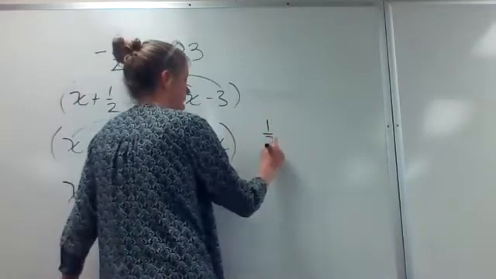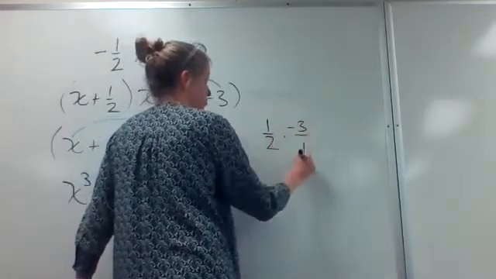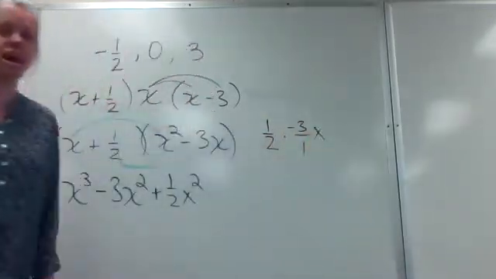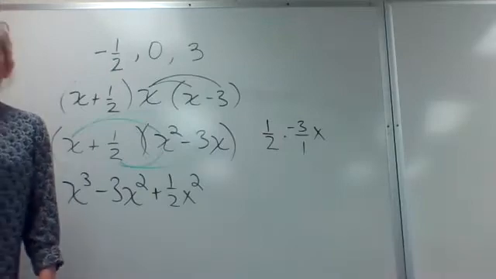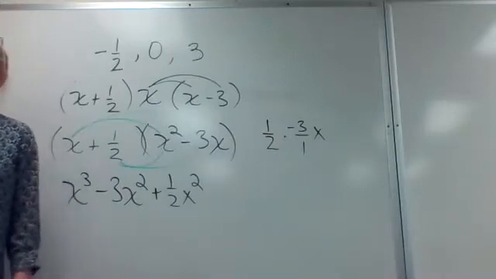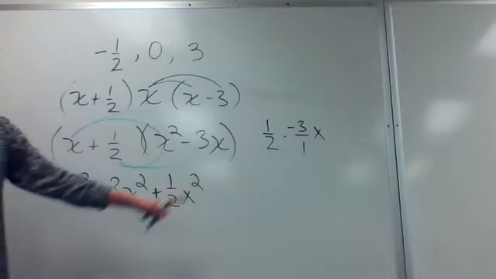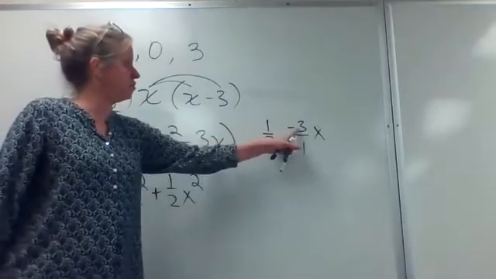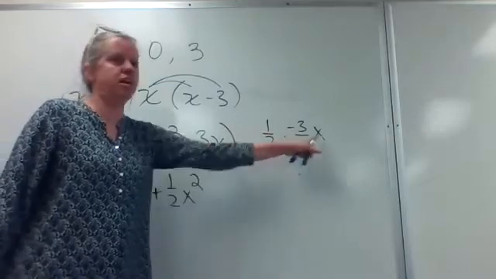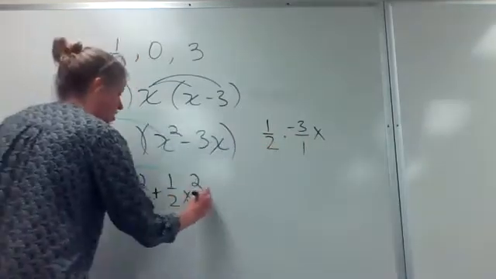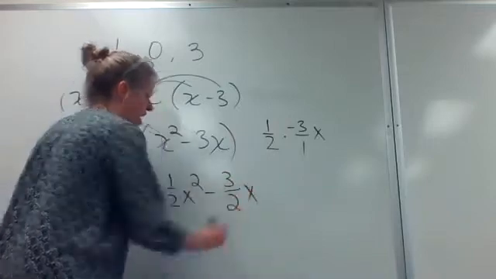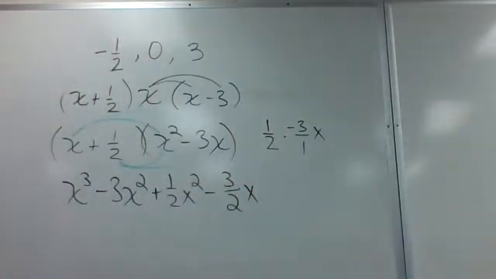So I've got 1/2 times -3/1 x. The good thing about multiplying with fractions is you just go straight across on top and bottom, right? You don't have to have a common denominator in this situation. So what is this going to give me? -3/2x. So -3/2x is the last term. Now what do I have to do though?